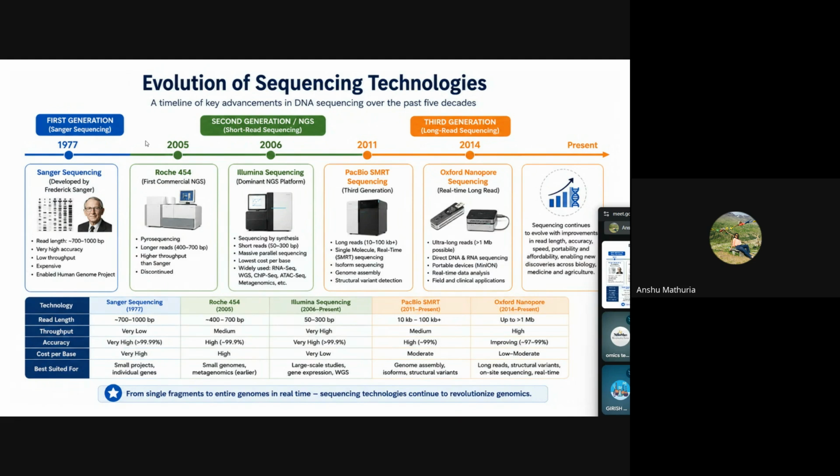When we moved into the 2000s, we saw the second generation sequencing, which is called next generation sequencing. Those are the short read sequencing. They break your entire genome into small fragments, and then those small fragments get sequenced. Initially it was Roche, then Illumina, then we moved to the third generation. So now we are in third generation sequencing.